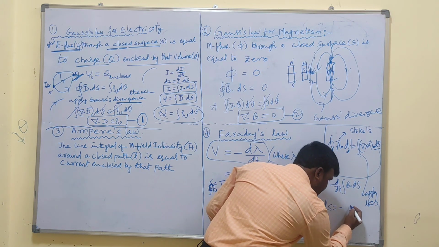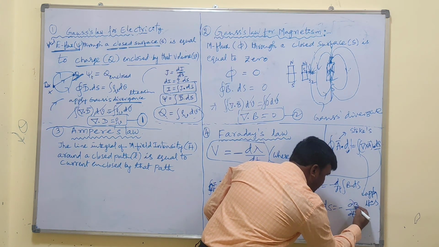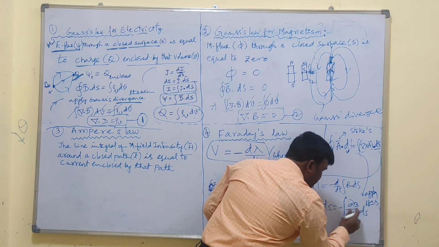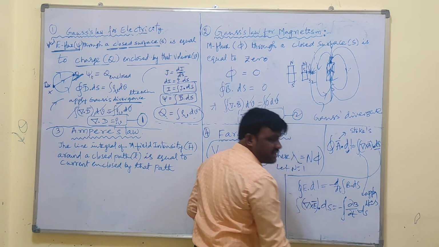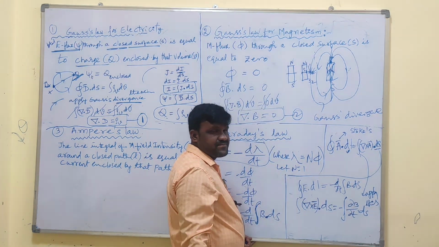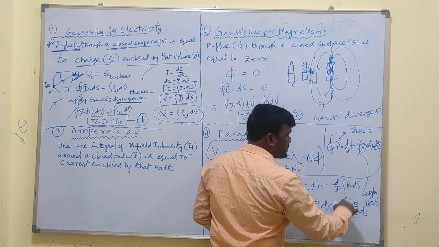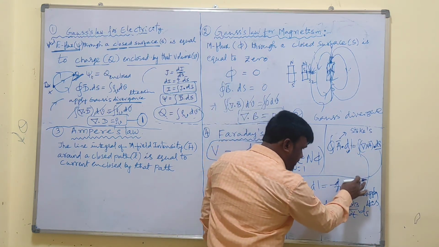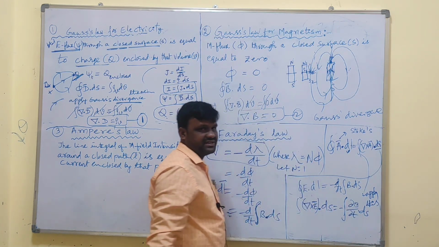Means I can write this one as dou by dou t, and here we have B, minus dou B by dou t ds. Here this differentiation becomes what? Partial differentiation. Why? Because it is a time variable. ds can be what? Space variable. There is an independent relationship between this distance parameter and the time parameter. That's why this differentiation becomes the partial differentiation.